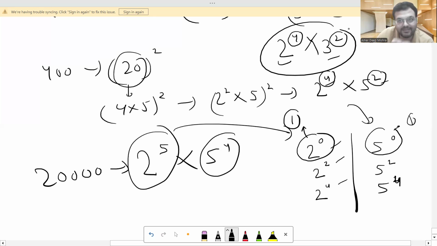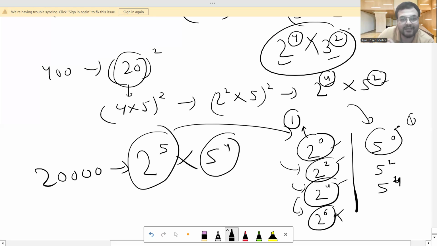So 5 power 0, 3 power 0, 2 power 0, whatever prime numbers are there, their power 0 we have to take always. Next I have taken 2 square. Next I have taken 2 power 4. Next, can I take 2 power 6? No. Why? Because in the format, the maximum power of 2 is 5 here, so we cannot go beyond 2 power 5. After 2 power 4, next should be 2 power 6, but I cannot take that.